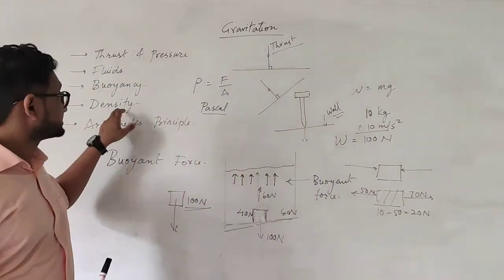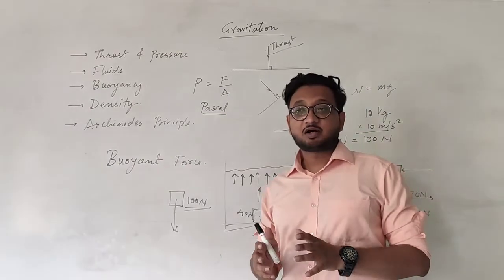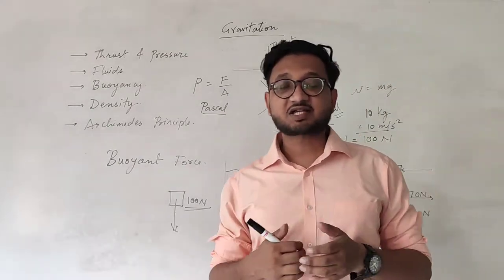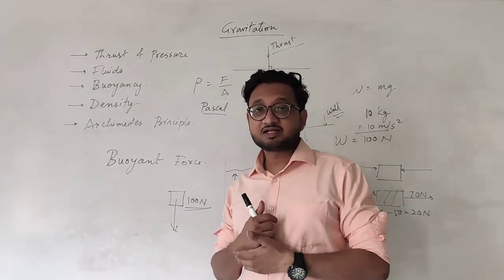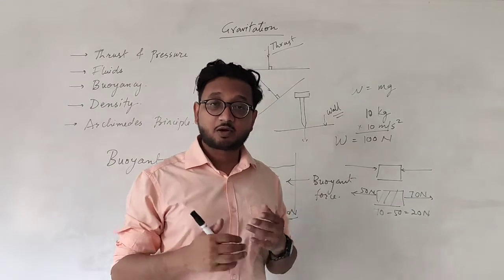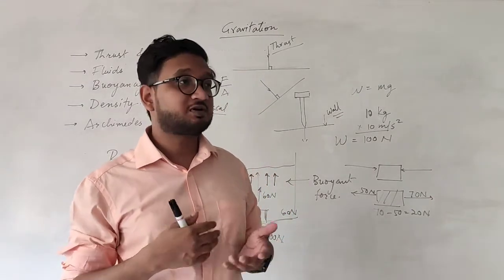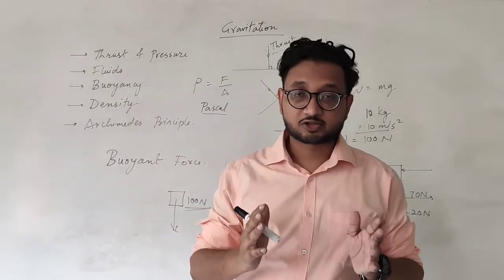The next one is density. Density is the amount of mass inside an object. I repeat once again: density is the amount of mass inside the object. Now how can you define the object? That is the volume, or the space it occupies.